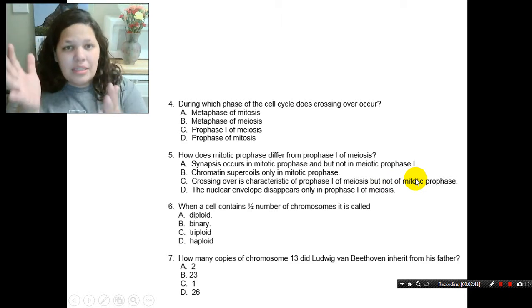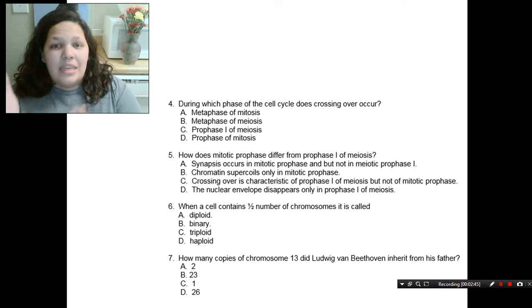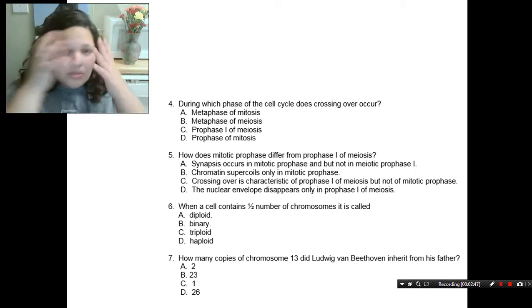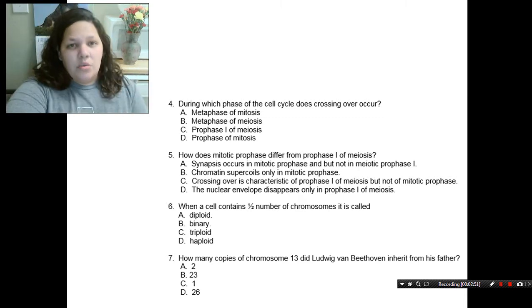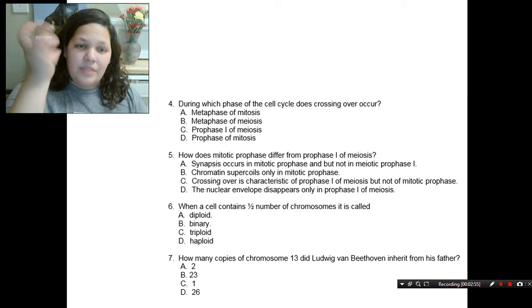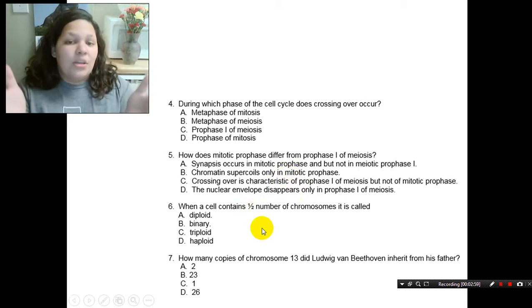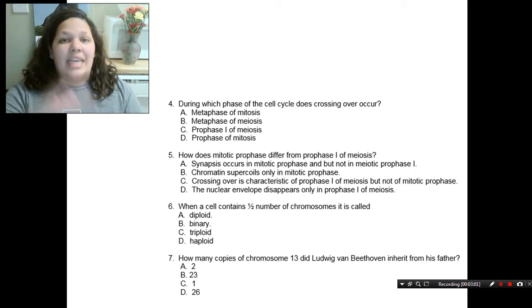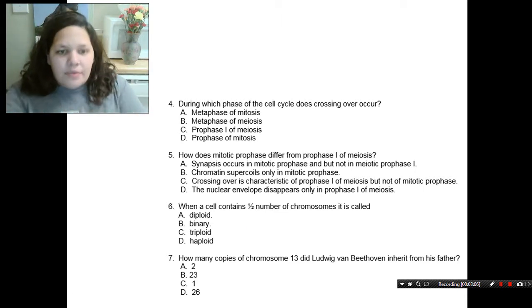Mitosis, we want everything to be identical because those are the cells that are going to help us grow. If we had cells that were all mixed up, we would look like Picasso. That would be crazy. So for meiosis, that's the only one where we're going to have the crossing over so that we can get the mixture of DNA. Number 6 says when a cell contains half the number of chromosomes, it's called a haploid. Why? Because hap sounds like half.